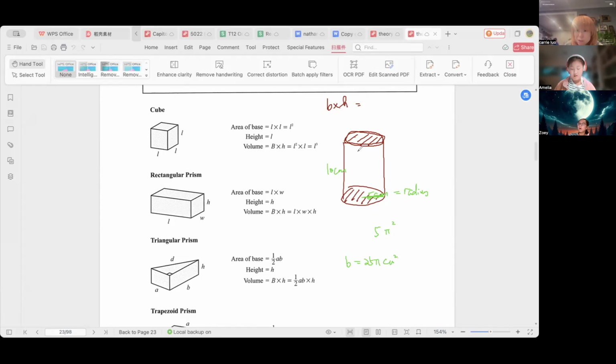Okay, so is this one the same or not the same? Same. So if they're the same, can we use base times height to calculate the volume? Yes. Okay, so what is the height for this question? 10 centimeters. So how to calculate the volume? So 25 pi centimeters squared times 10 centimeters. What is the answer? The answer is 250 pi. Very good. 250 pi centimeters cubed, because it's volume. So Zoe, did you get the same answer?